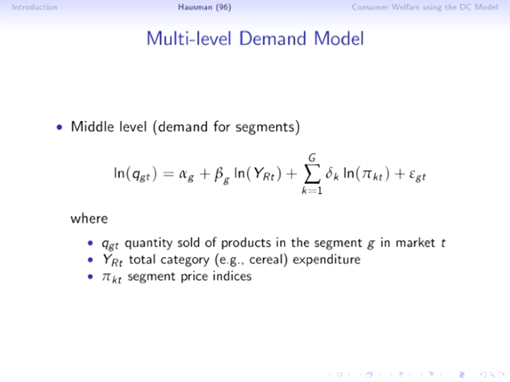Then he goes up to a middle level, which is demand for segments. Here he first has to construct a price for each segment. That's going to be this exact price index that we talked about. So it's going to be the price of the segment, and that's going to be these terms here. Then there'd be the equivalent of the income effect, which is how much you've allocated to that segment from the higher level. Here he's going to look at a log-log demand. In principle, he could have also done an almost ideal demand system.